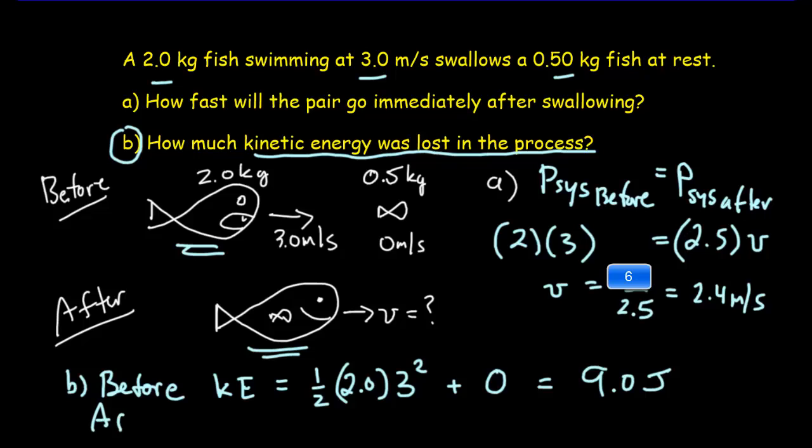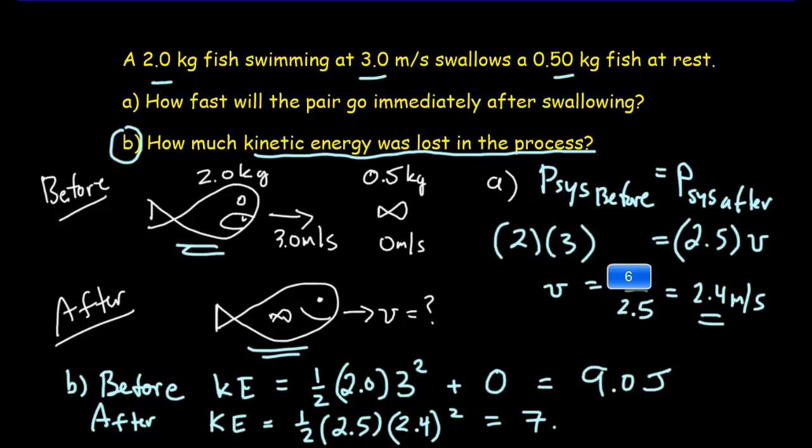If we look after, then the kinetic energy will equal 1/2. Now we've got the combined masses, which is 2.5 kilograms, moving with the speed of 2.4 meters per second, and that'll get squared. And when we multiply that out, we're going to get 7.2 joules. So how much energy was lost? Well, just the difference. How much kinetic energy was lost? Just the difference between those two values. So the KE lost will be 9 minus 7.2, or 1.8 joules.